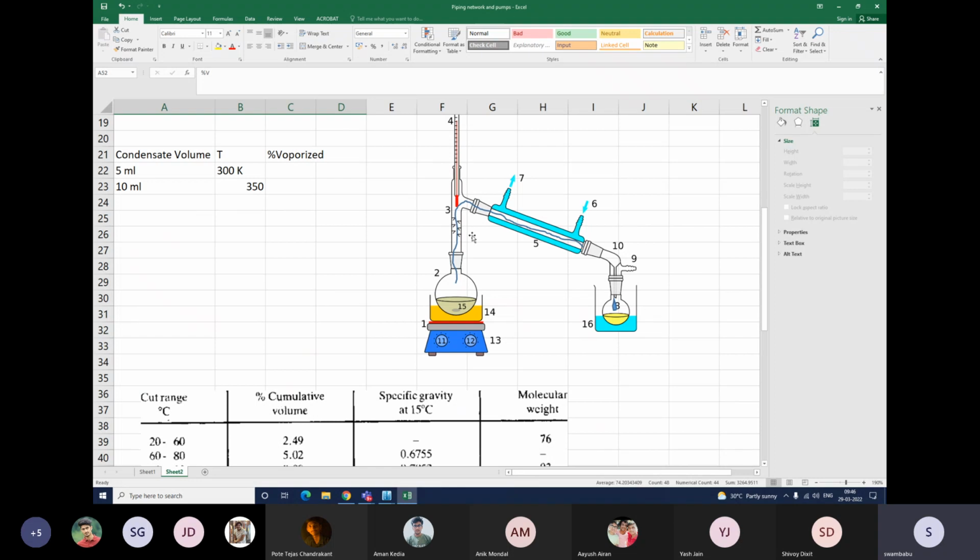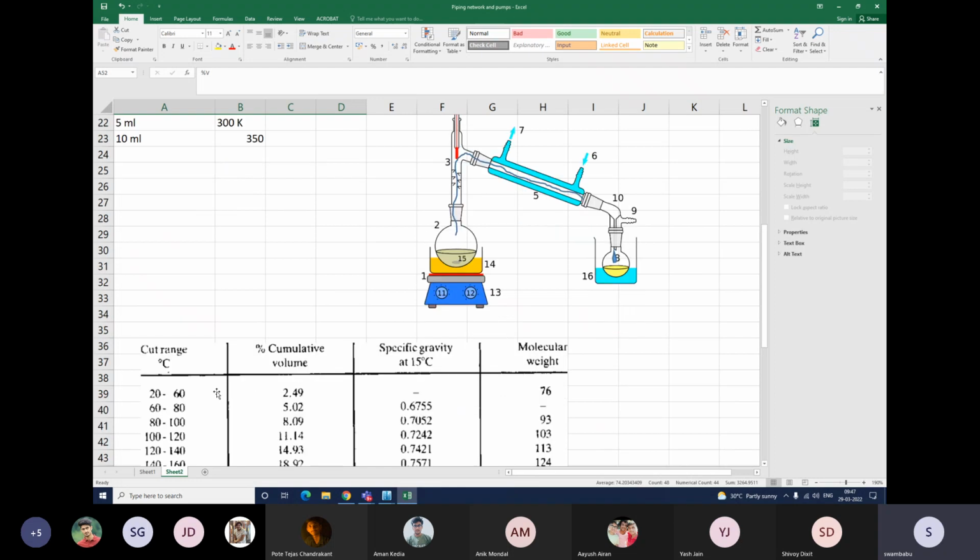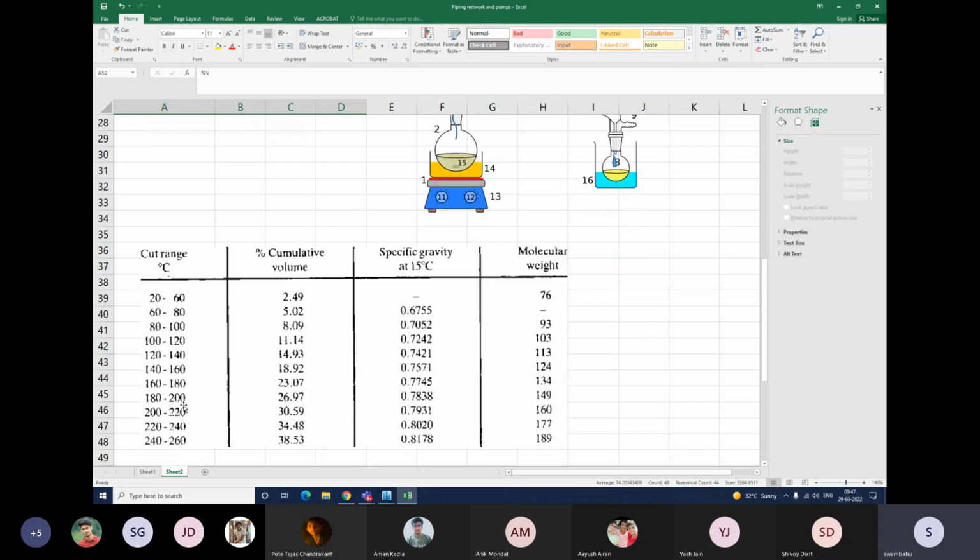Now, to collect a certain amount of condensate, what is the vapor temperature? For example, for a vapor temperature ranging from 20 to 60 degrees centigrade, this much percentage volume of condensate is collected, and the specific gravity and molecular weight of that fraction is given. That way, they heat it up to a very high temperature, almost up to 260 and 300 degrees centigrade, and they collect it.